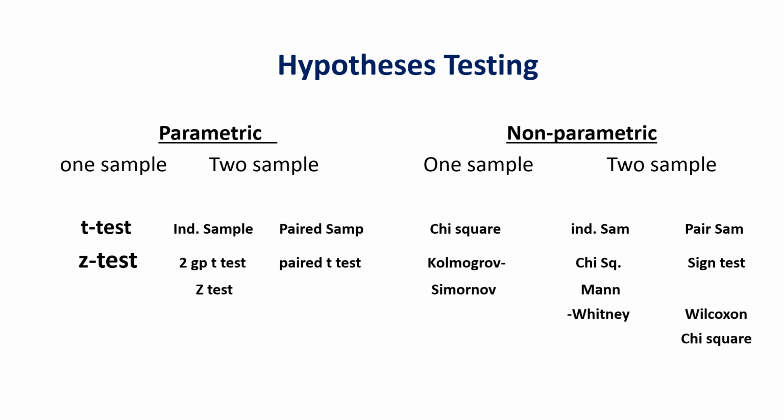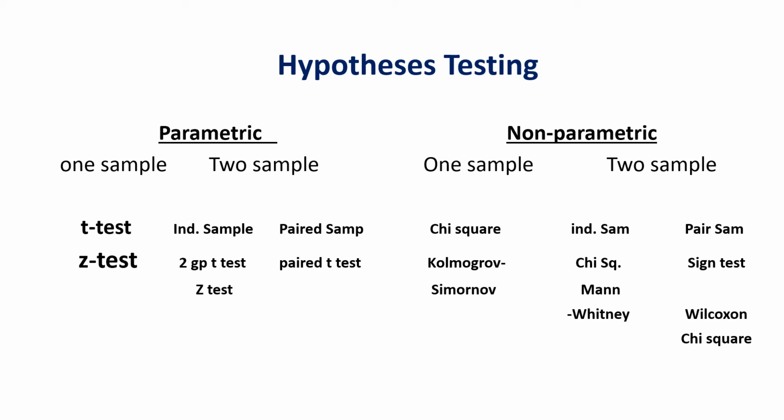In non-parametric statistical analysis, for hypothesis testing, if we have one sample, then we can use chi-square or Kolmogorov-Smirnov test. But if we have two independent samples, then we can use chi-square and Mann-Whitney. If we have paired sample, then we can use sign test and Wilcoxon test. Independent sample means, I want to make it clear here, two different samples.